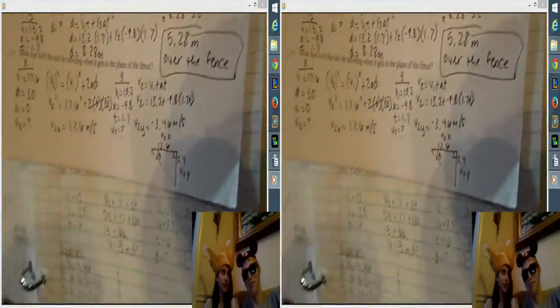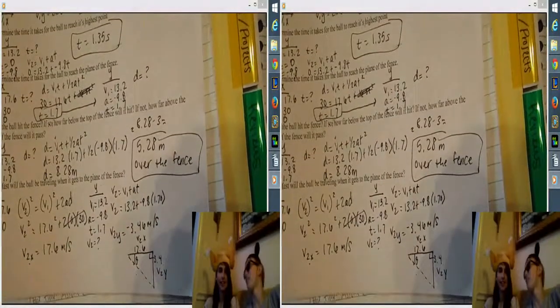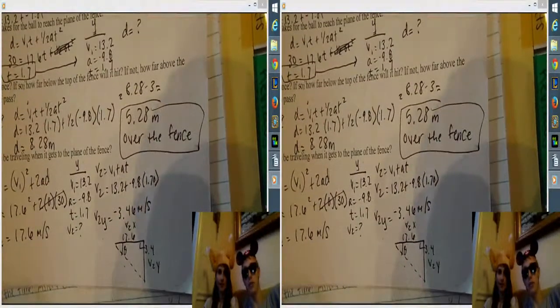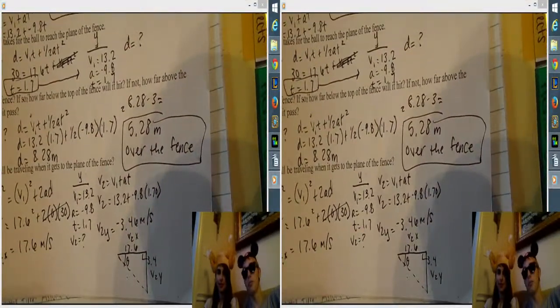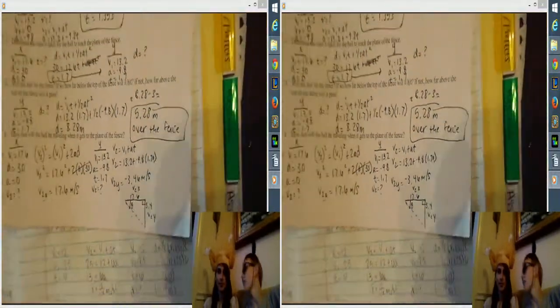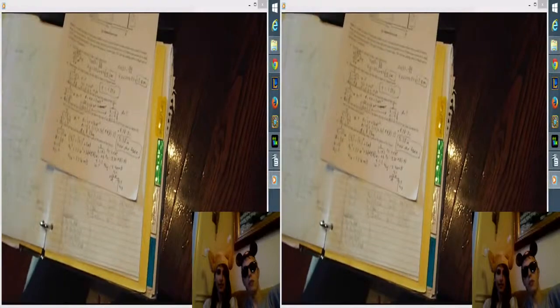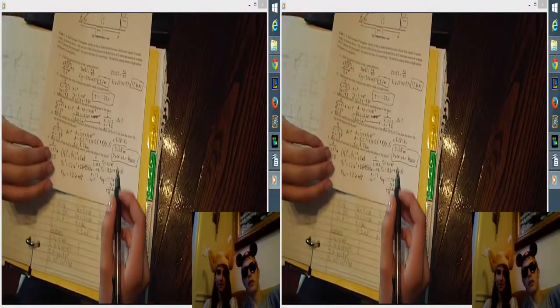Do you like my turkey yet? Yes. Thanks. Get on task. 5.28 meters over the fence was from our previous problem. You're taking forever to get to the next thing, so we might as well leave some time in between. Yeah, the paper and stuff's going down. Okay. All right, she's writing now.